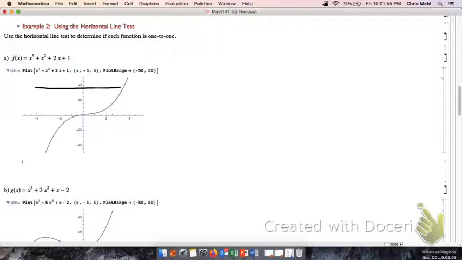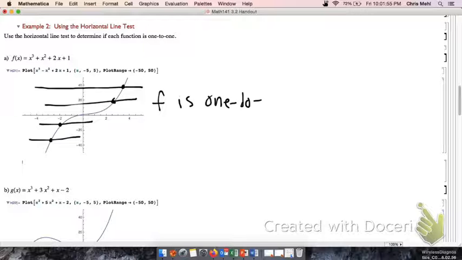If I'm testing to see if it's 1 to 1, I'm thinking about all possible vertical lines. Not vertical lines, I apologize. I'm looking at a collection of horizontal lines. And you'll notice that no matter which horizontal line you draw, you're only going to intersect the graph at most once. So in this case, f is a 1 to 1 function. It passes the horizontal line test.